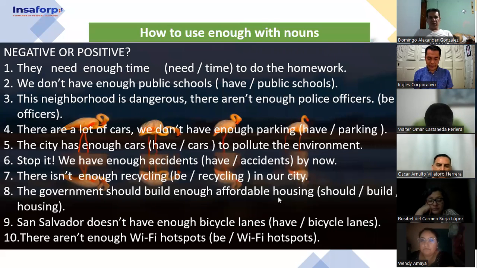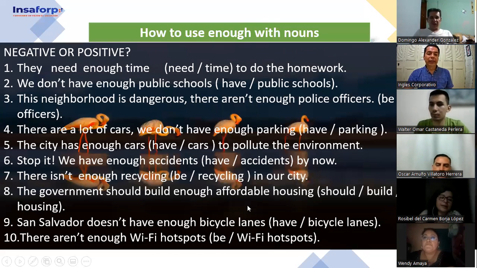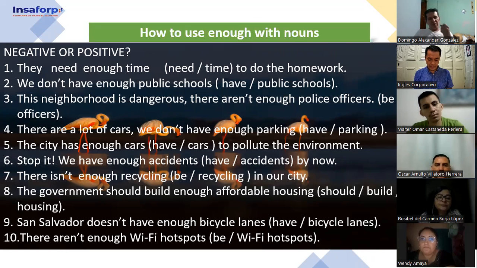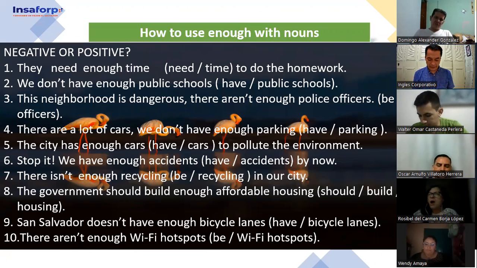Let me check pronunciation of lanes. Okay. Lane is correct. Lane, líneas, carriles, right? Good. Now, there aren't enough Wi-Fi hotspots.